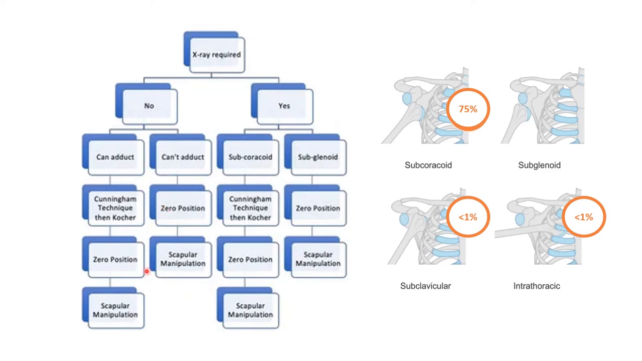I think that's maybe my take home from these. If you have done an x-ray so that you know what kind it is, then he goes into details of what method he wants to use. If it is a subglenoid, which is usually the reason why they can't adduct, then you'll use the zero point method, and I'll show you why.